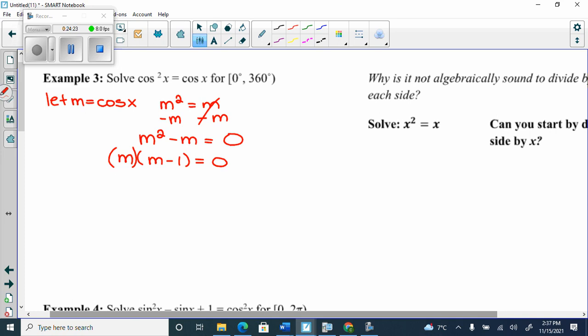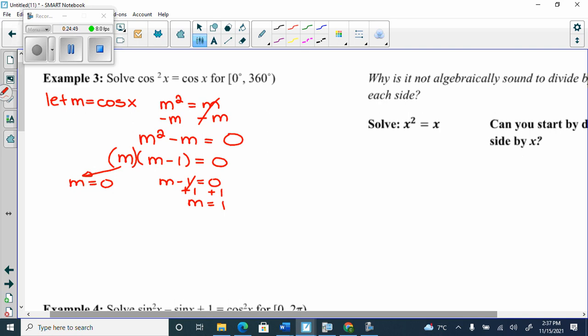Nothing crazy. This is just grade 11. I'm not even touching the cos right now, am I? This is all grade 11. So I'm going to get m equals 0. That one's done. This one's going to be m minus 1 equals 0. Add my 1 over. M equals 1. Now if it was grade 11, I would box those babies and move on. But it's not grade 11, it's grade 12, and we didn't actually have an m in this question. So what do we have to do?